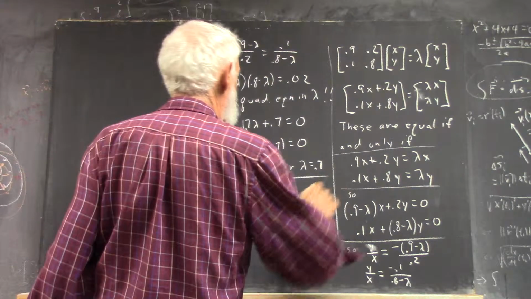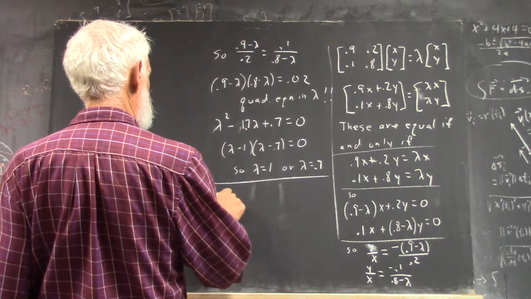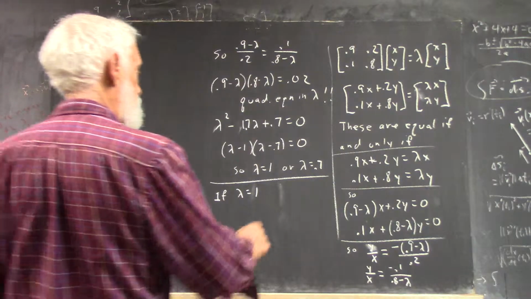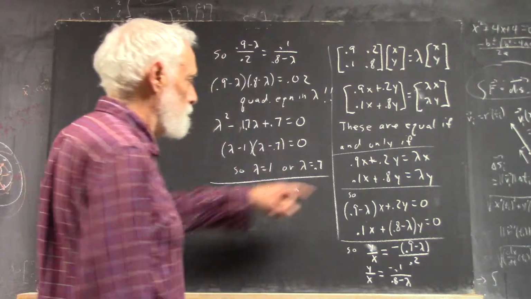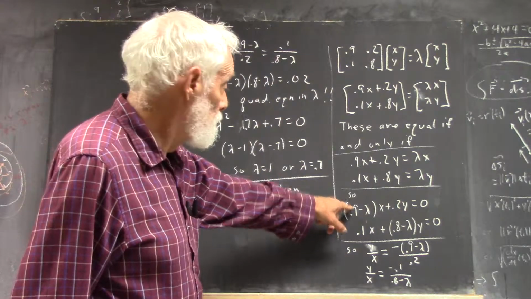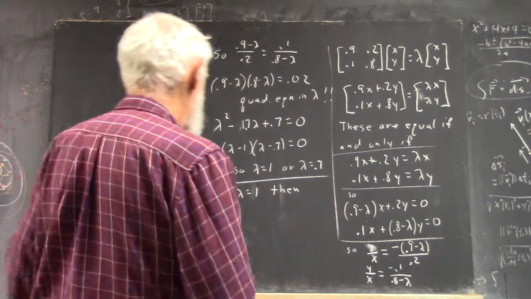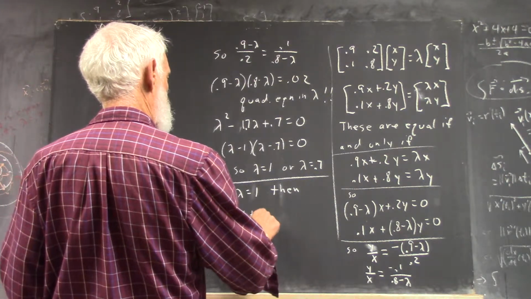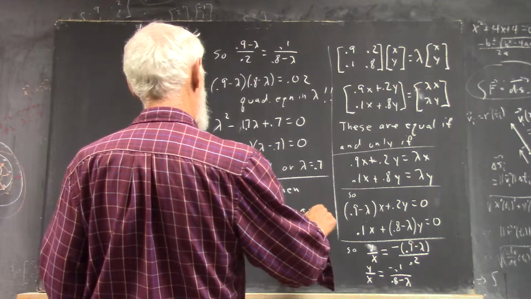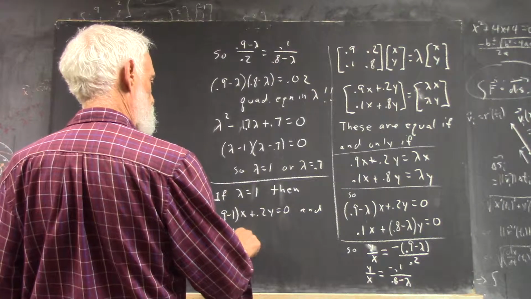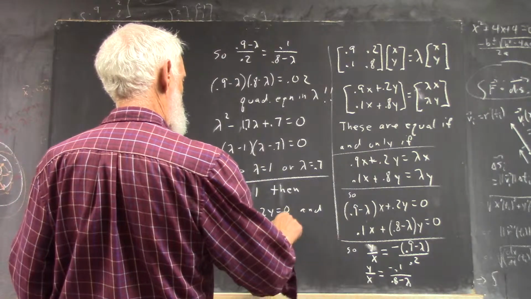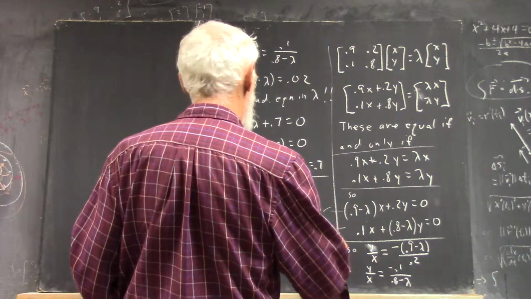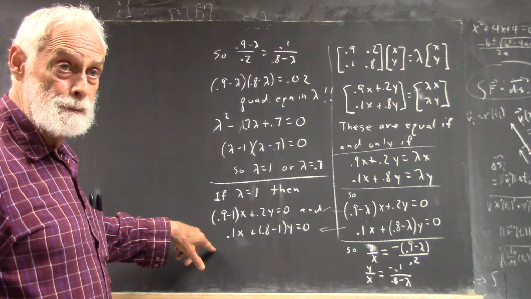Lambda is 0.7. Now, if lambda equals 1, then take this first equation here and plug in 1 for lambda, right? So these two equations here become this. Okay?